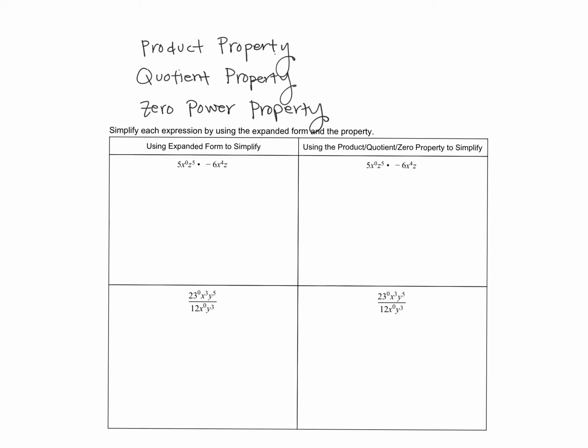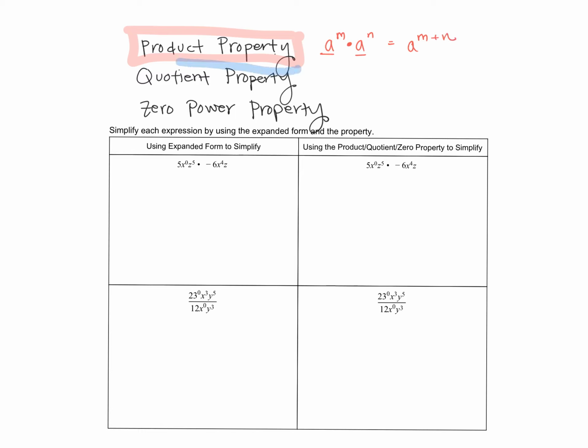At this point, we've seen three different properties. We've seen the product property, which says that if I have a product of two powers with the same base, like a to the m times a to the n, product means multiply. So these are two powers that are multiplied with the same base of a. Then that means we add the exponents.